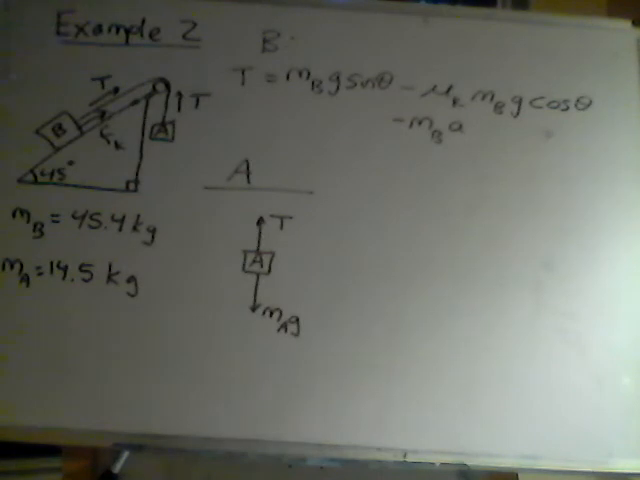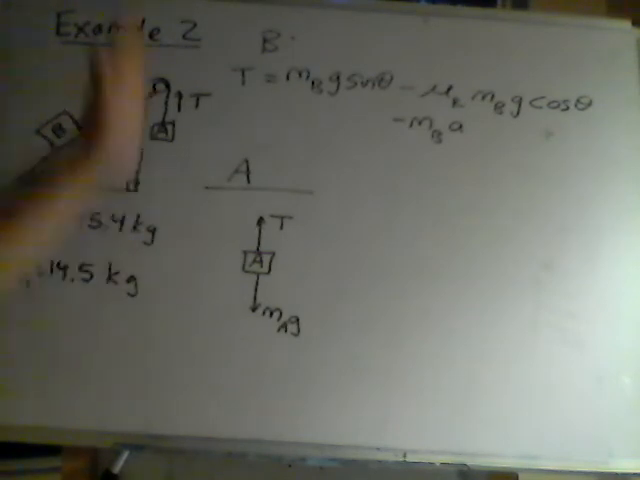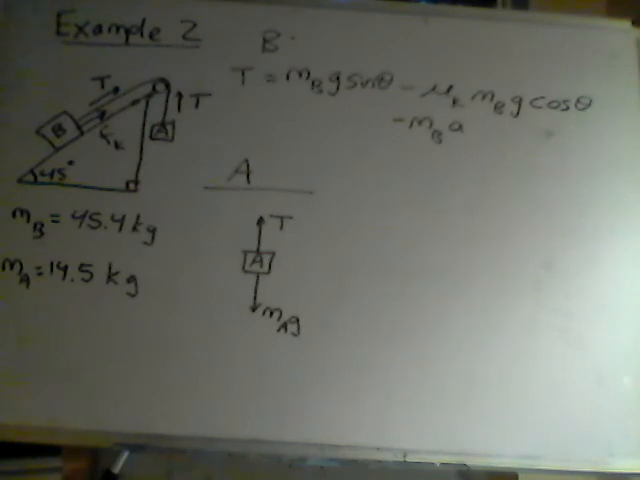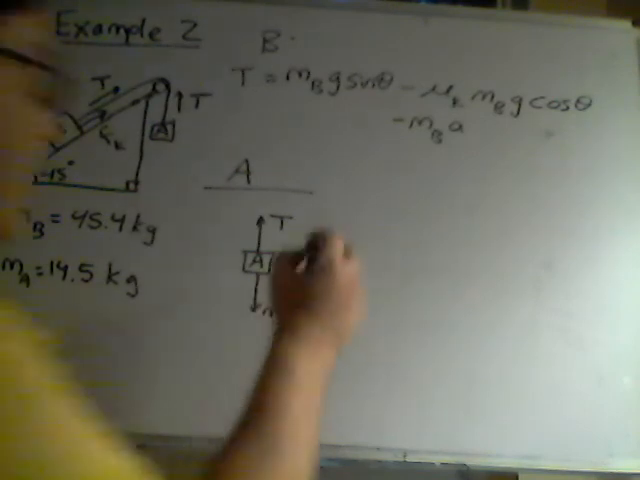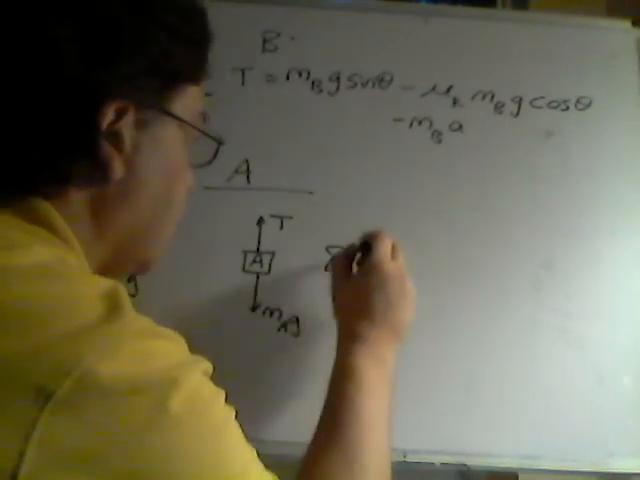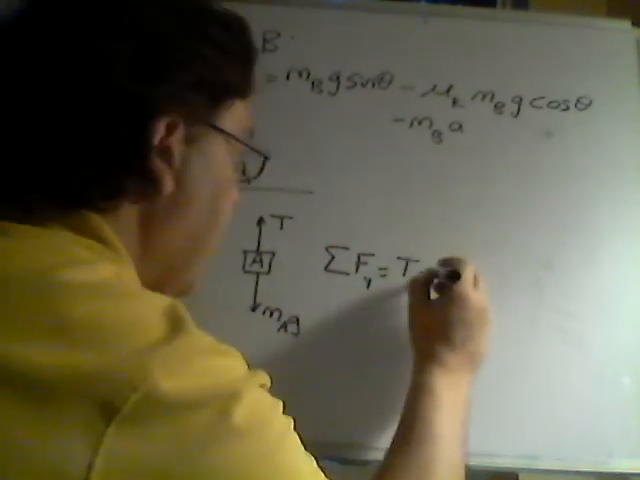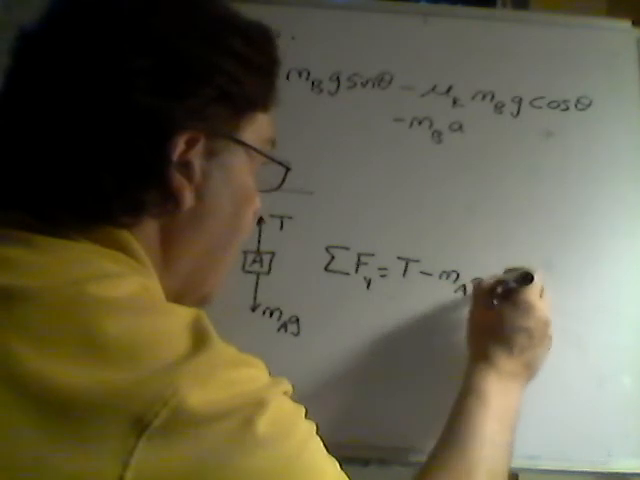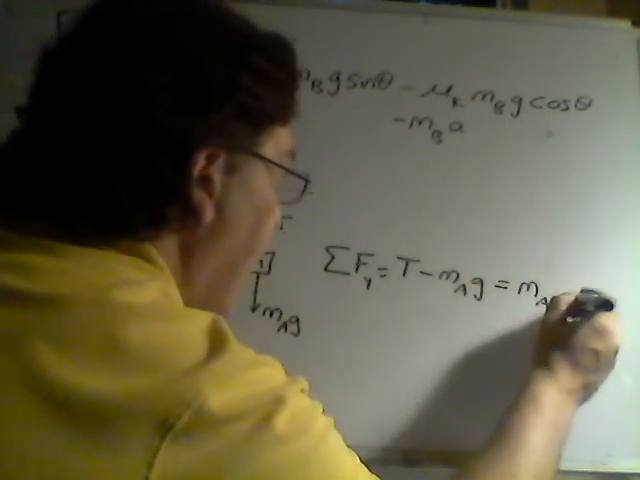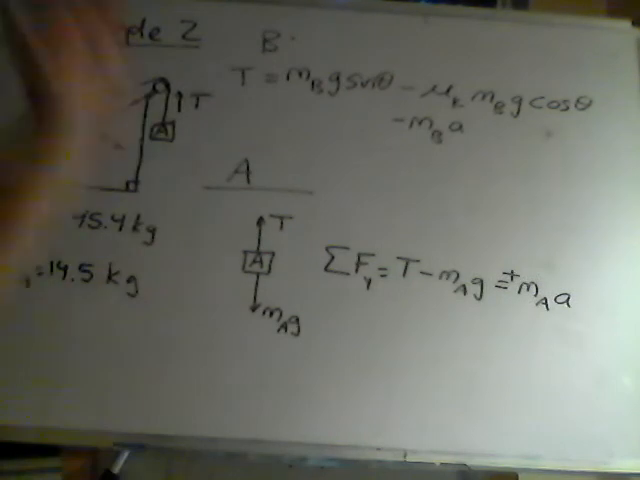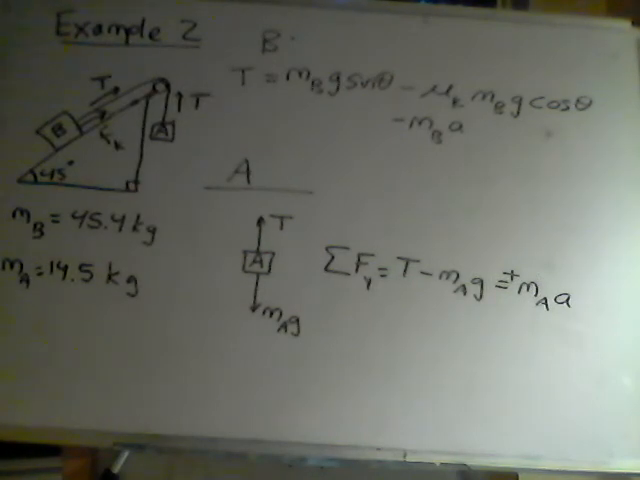And what am I assuming now? I'm assuming that the acceleration of block B was down the incline. Well, block B is accelerating down the incline. That means that block A must be accelerating up. So again, block A accelerating up. That means that the summation of all forces in the y direction will be the tension up minus m sub a g, its weight down. And that's m sub a a, positive, assuming that we're going up. I'll set this equation equal to tension, and now I have a block A equation.